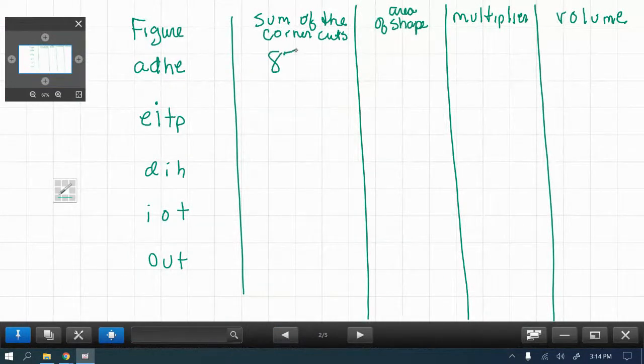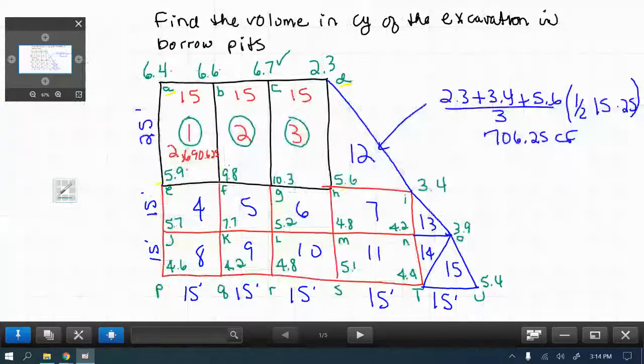I get 87. What was the size of 1 square? I just need 1 square. What's the size of 1 square? What's the area of just 1 square?